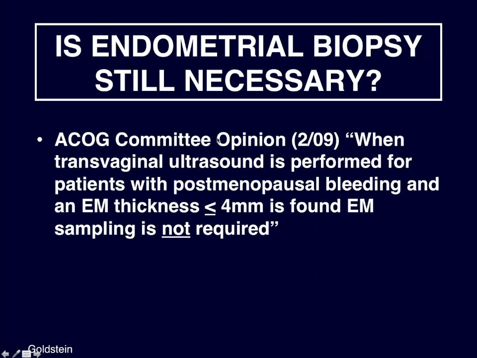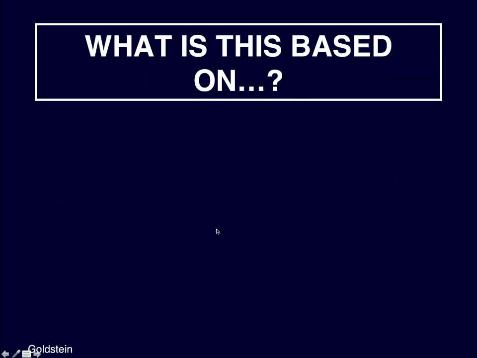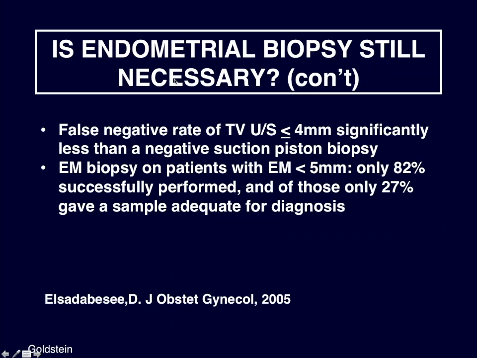And so in February of 2009, ACOG's committee opinion then went on to state, when transvaginal ultrasound is performed for patients with postmenopausal bleeding and an endometrial thickness less than or equal to 4 millimeters is found, endometrial sampling is not required. And that was a real change in paradigm. So what is this based on? Well, should you even still do a biopsy? The false negative rate of a transvaginal ultrasound less than or equal to 4 millimeters, we said, is 1 in 917, much less than a negative suction biopsy.